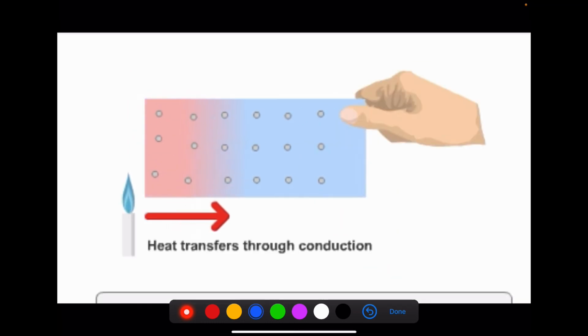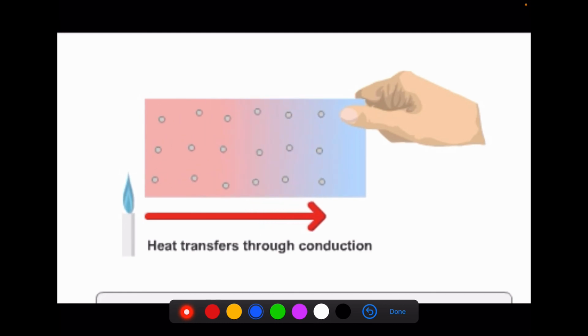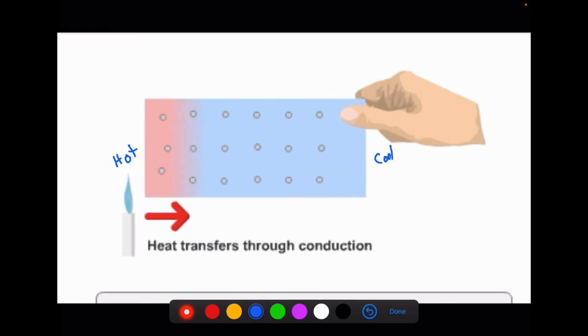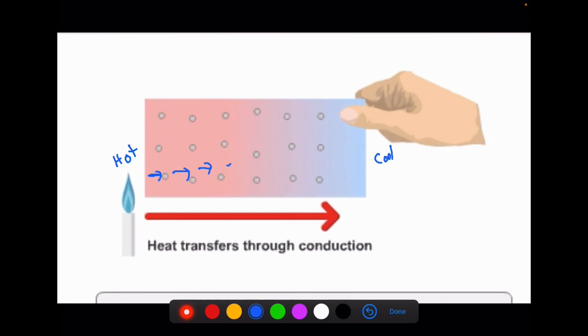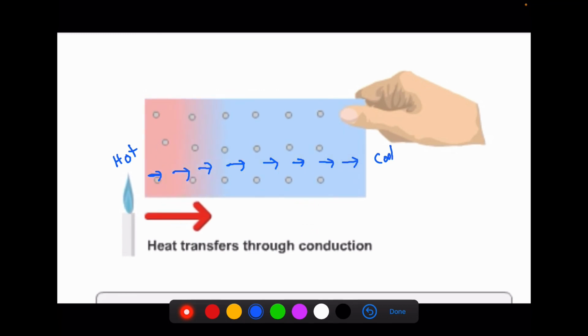How does this transfer actually take place? What you want to see is if we have a hot area and a cool area, what happens is the hot makes the molecules vibrate quicker. They then collide with their neighbors and transfer some energy. They then collide with their neighbors and speed them up and transfer some energy. And by way of a series of collisions, we move the energy from the hot side to the cold side.